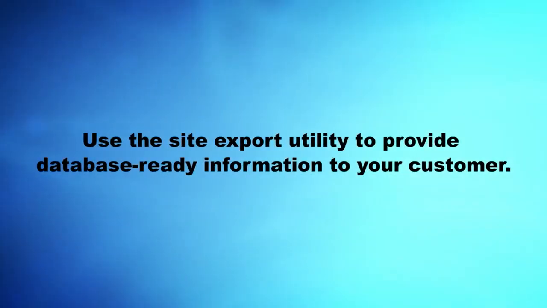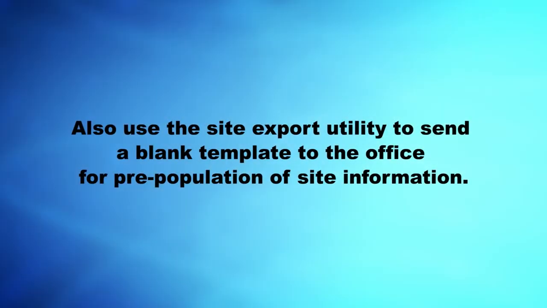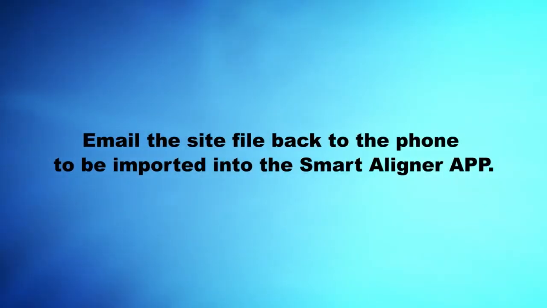Use the Site Export utility to provide database-ready information to your customer. Also use the Site Export utility to send a blank template to the office for pre-population of site information. Email the site file back to the phone to be imported into the Smart Aligner app.